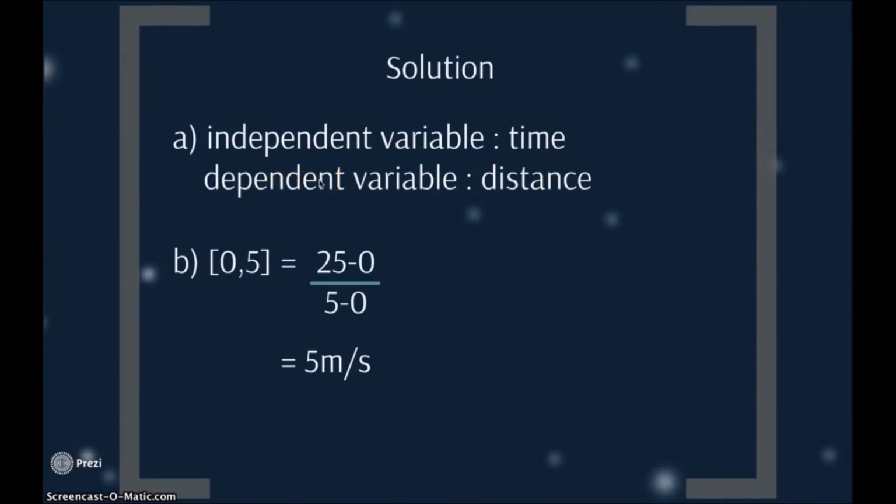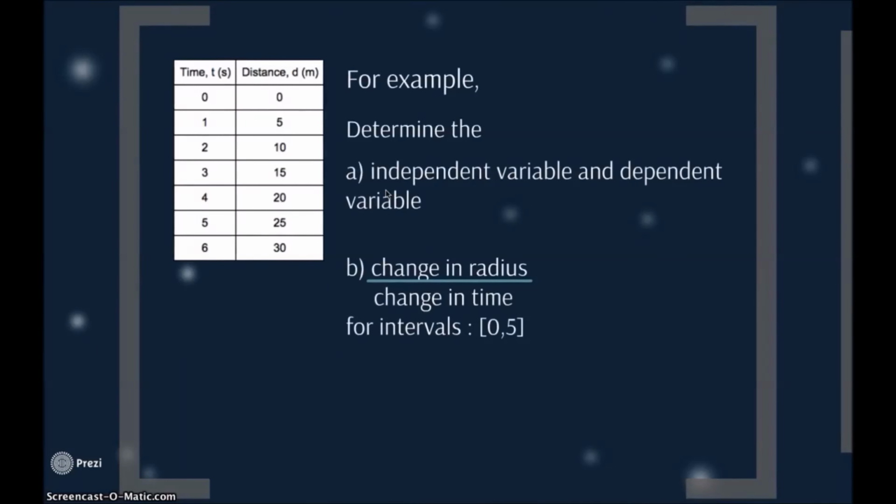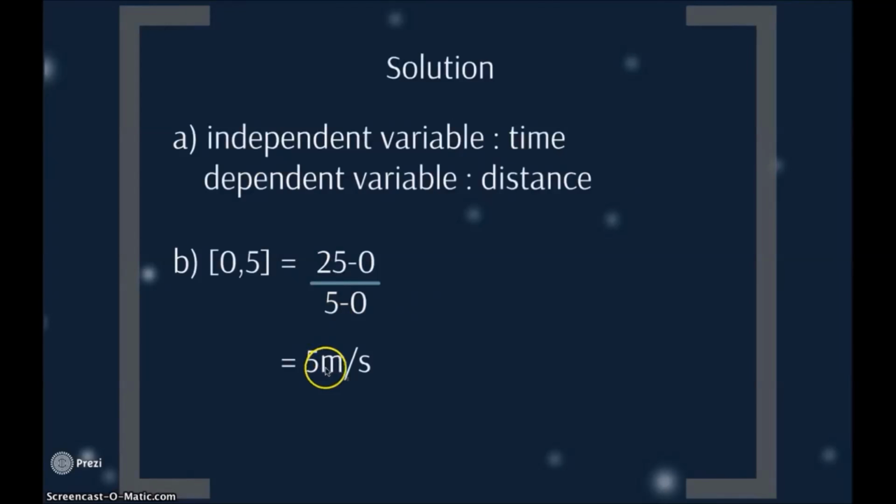We know that the independent variable is x and the dependent variable is y. Therefore, your independent variable would be time, whereas distance would be your dependent. To find your change in distance over change in time, we should look at intervals 0 and 5. Let's locate them. 0 and 5. We take y2 minus y1 over x2 minus x1, and therefore we get the answer of 5 meters per second.